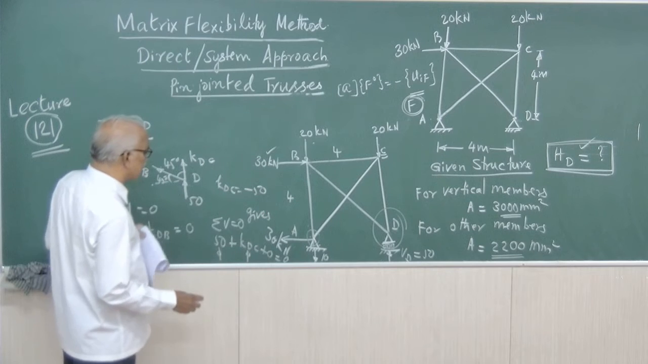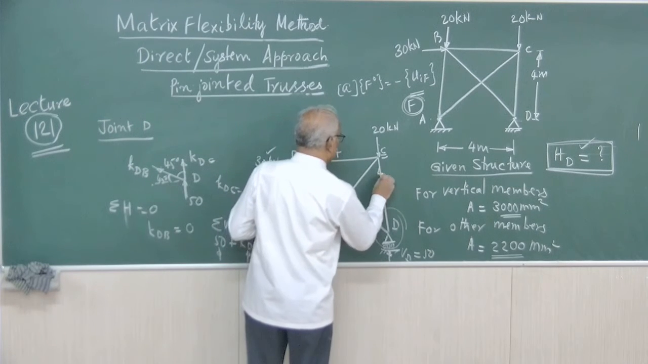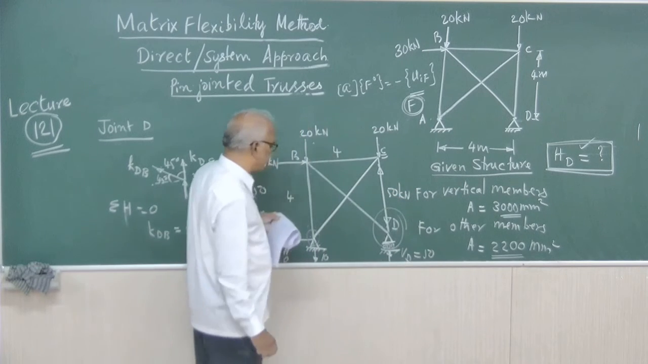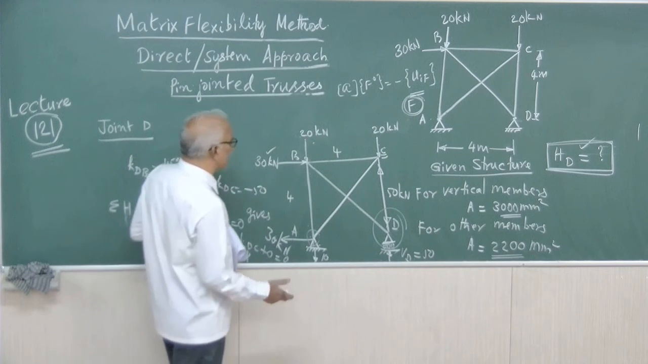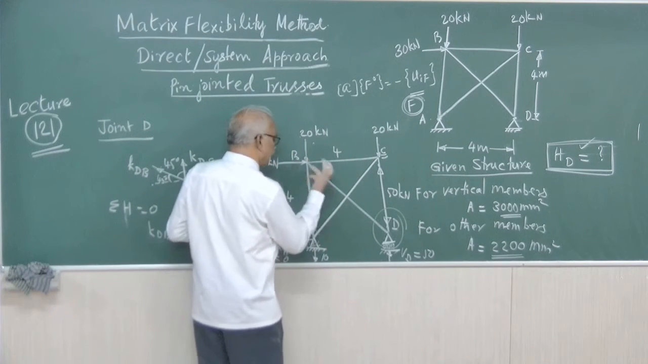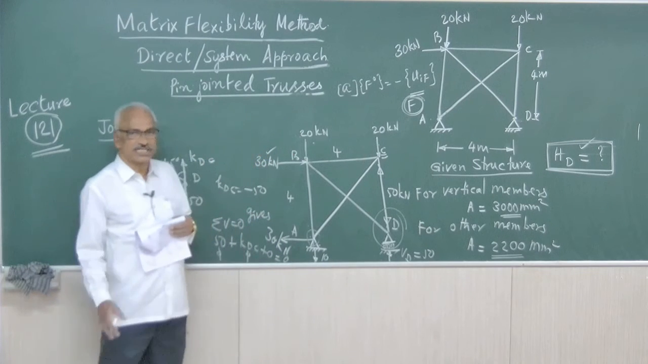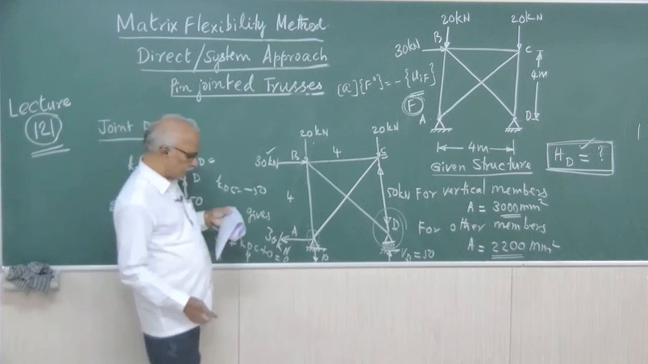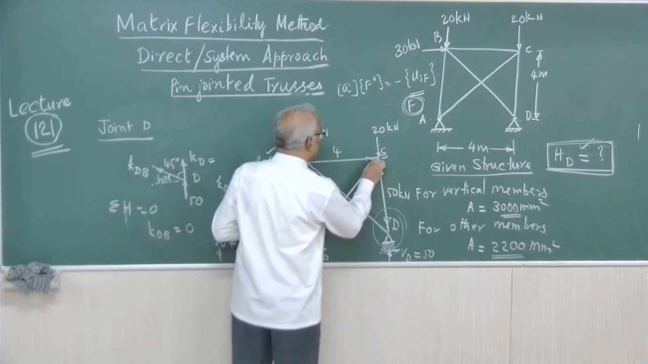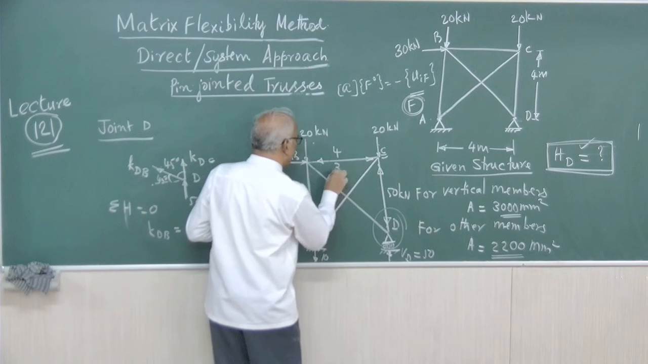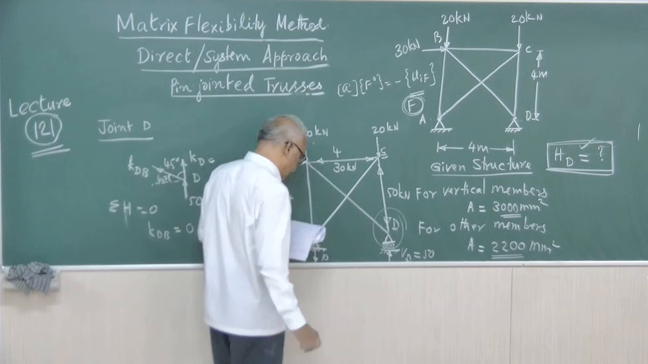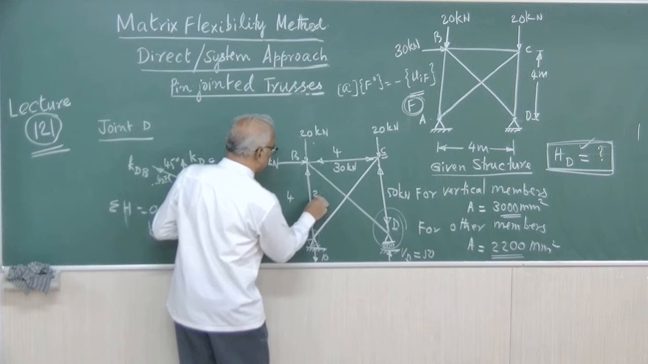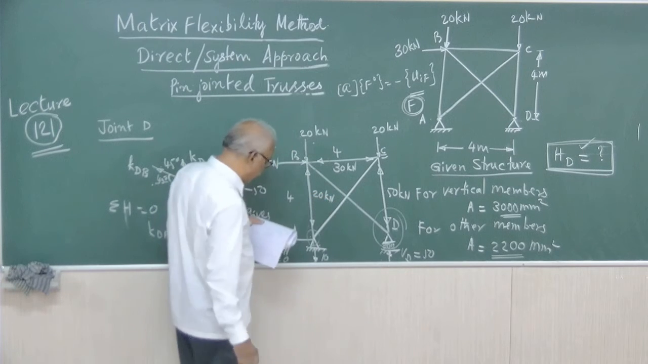So minus 50 means compression. Therefore, this is compressive. And similarly, we have to take joint C, then joint B, and analysis of three joints will give force in all the members. I will straight away give the values because this is 50 and this on analysis will be equal to 30 kilonewton. This will be 20. I will skip these calculations to avoid boring.